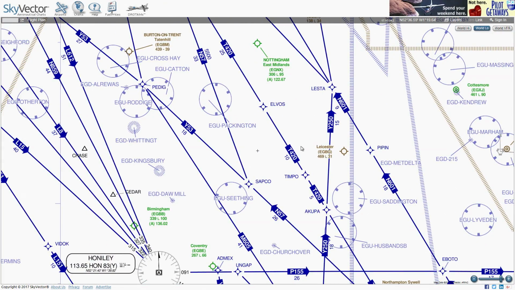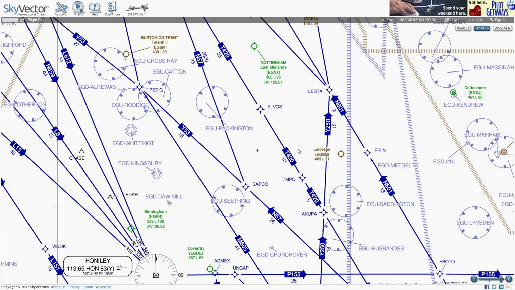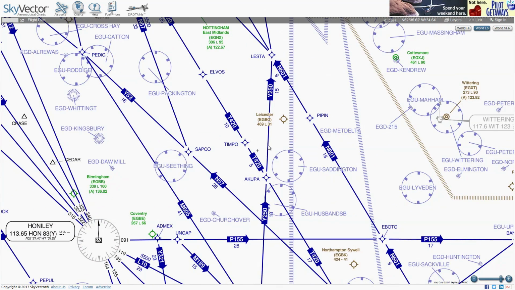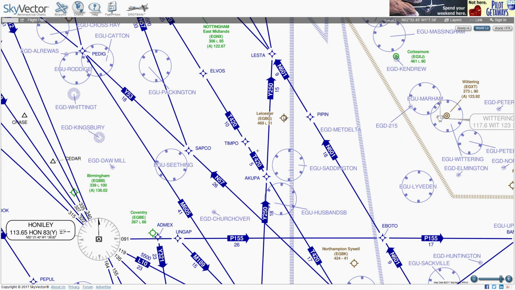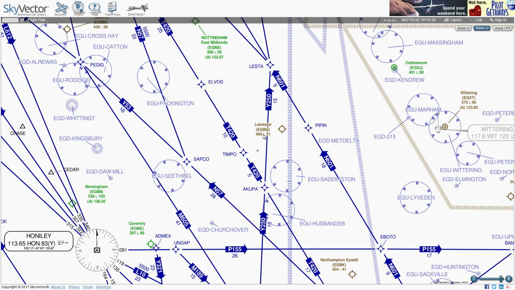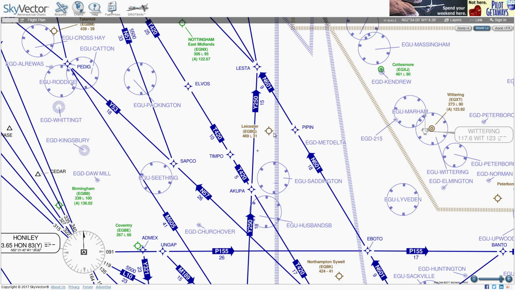Next up, I'm just looking at what we've got, looking at all the runways. Next up, these are smaller airports right here, so you can see that with the brown. This is Leicester Airport, Echo Golf Bravo Golf. Again, it gives you the altitude of the airport. So that's that right there.